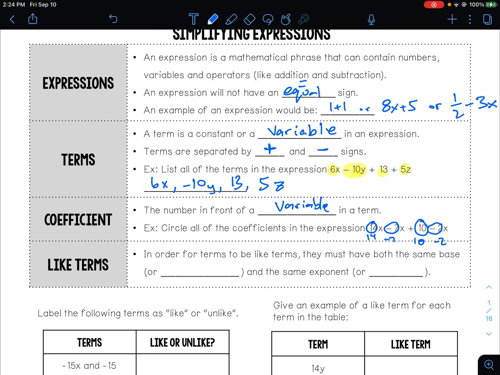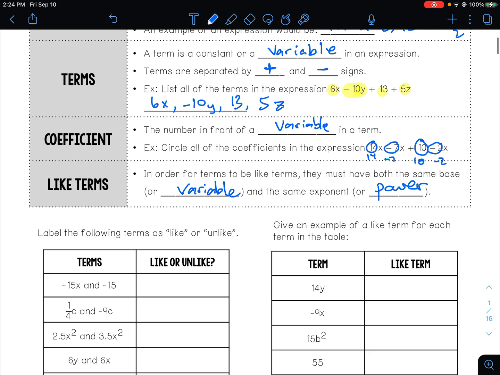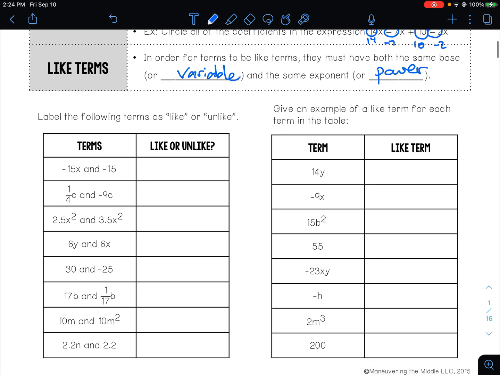All right. Last vocabulary term, like terms. In order for terms to be like terms, they must both have the same base or variable, and the same exponent or power. So that's what we're going to focus on in this next little exercise.